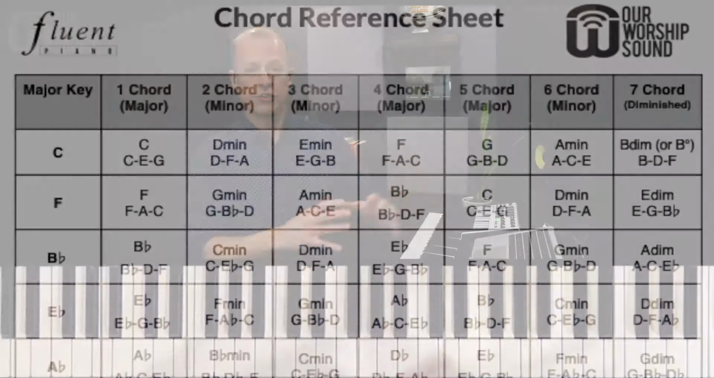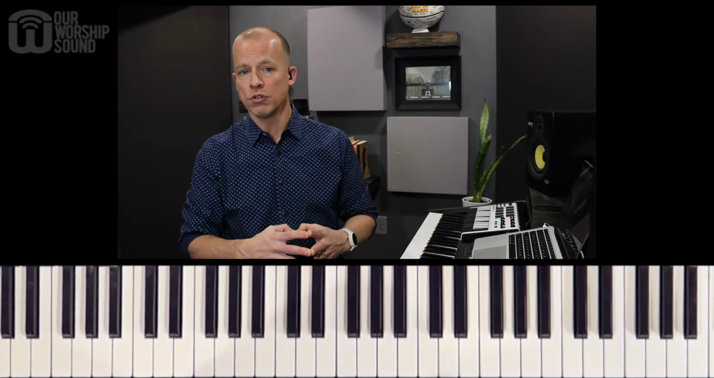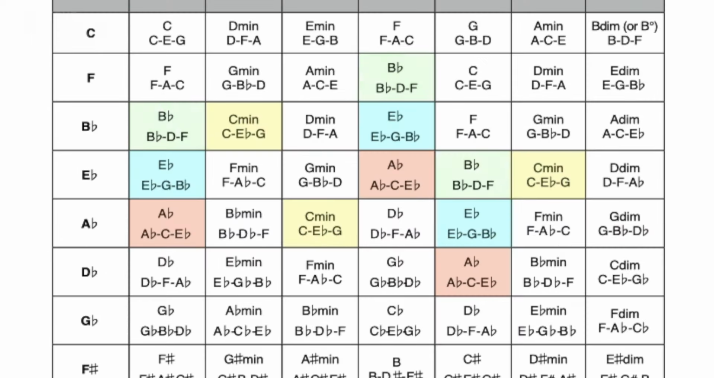The first step is that we're going to identify the key. And to do that, we're simply going to find where these chords are on this chord reference chart and where they show up. For most songs, all of the chords are going to show up in one row or one key in the chart. So as we look at this, I'm going to plug in my chords: E flat, B flat, C minor, and A flat. And as we do that, we find that there's just one row where all of those chords show up, and it's for the key of E flat major.